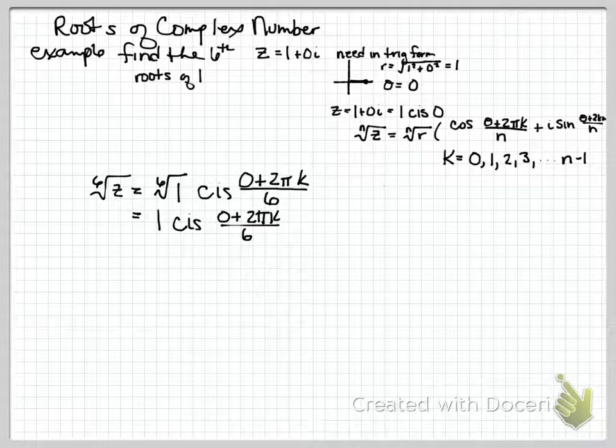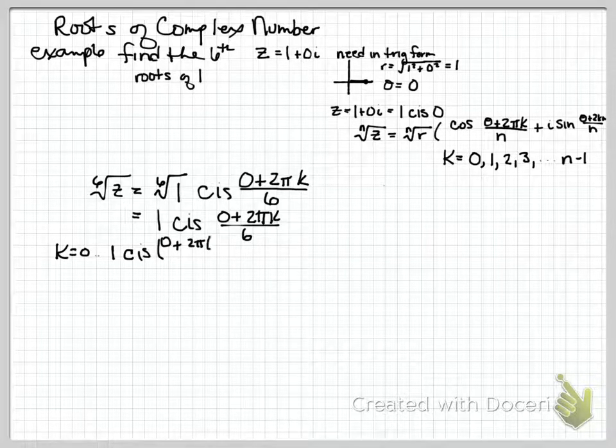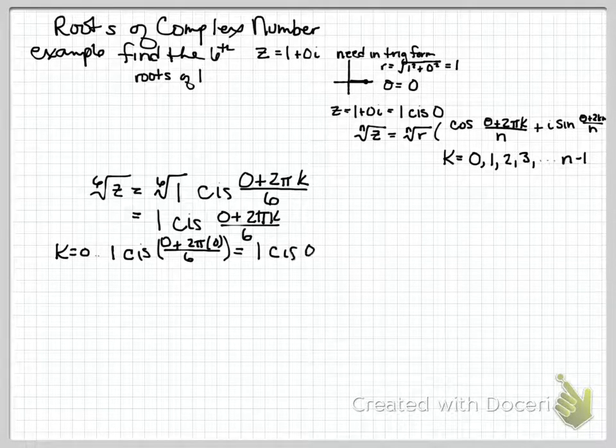So let's just start finding them all. Let's find when k equals 0. All we're going to do is put 0 in for k. So it's 1 cis of (0 plus 2 pi times 0) over 6, which is 1 cis of 0, which equals just 1, because the cosine of 0 is 1 and the sine of 0 is 0. So it's just 1 times 1.